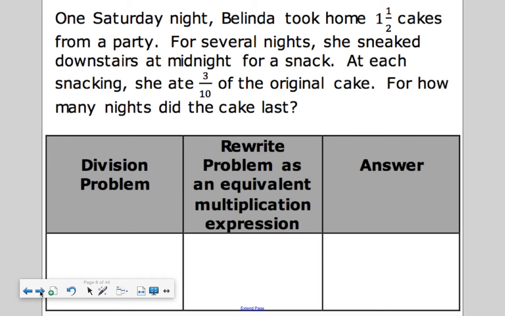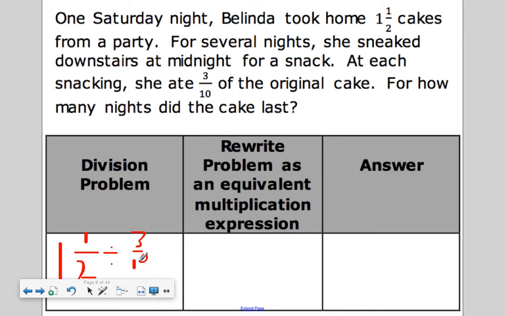One Saturday night, Belinda took home 1.5 cakes from her party. For several nights, she sneaked downstairs at midnight for a snack. At each snacking, she ate 3/10 of the original cake. For how many nights did the cake last? So she started with 1.5. She's taking it repeatedly, subtraction, 3/10. So it's division. Repeated subtraction is division.